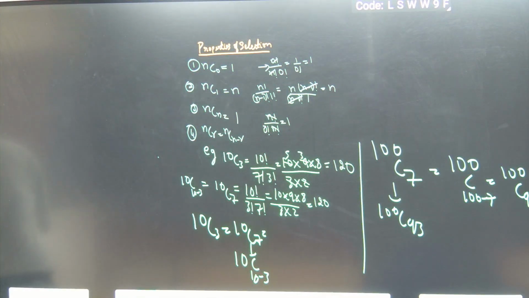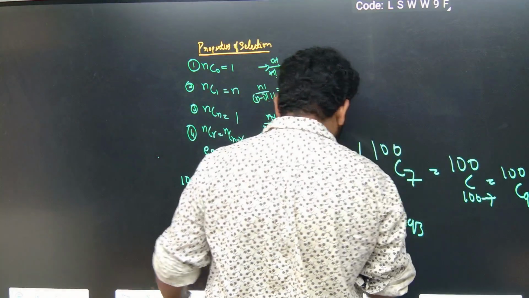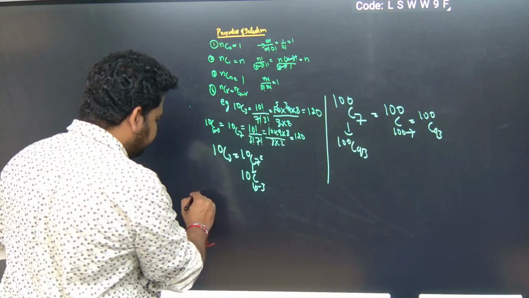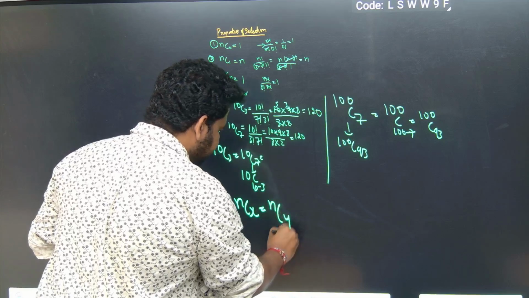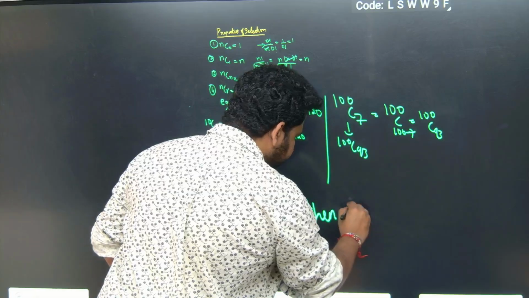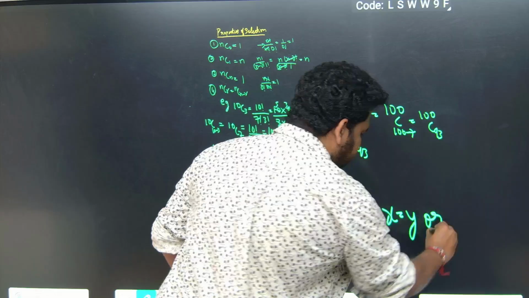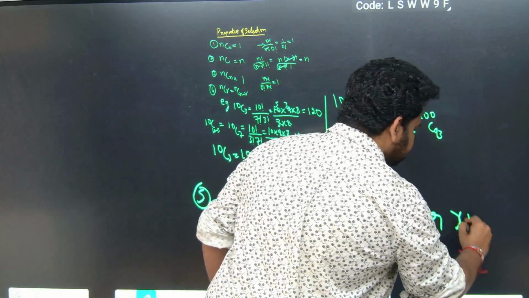Now let us go to the fifth property, friends. The fifth property is a very important property. Observe carefully. The fifth property says that if nCx is equal to nCy, then please pay attention, either x is equal to y, or x plus y is equal to n. The word either is very important.